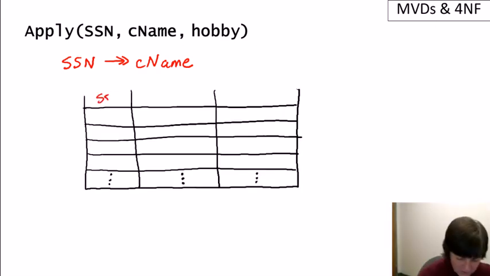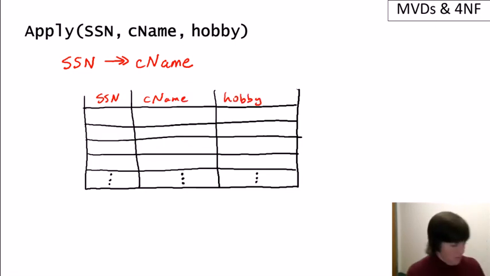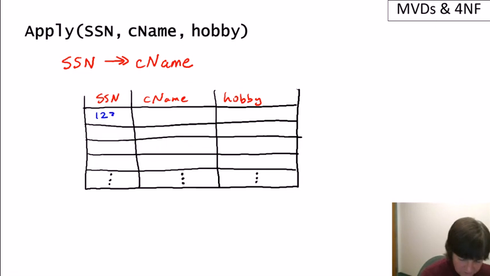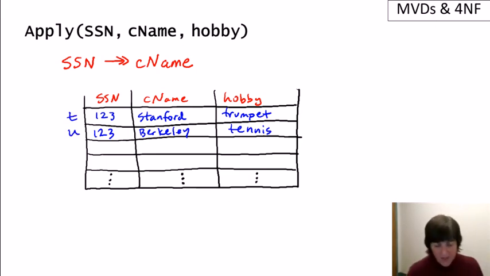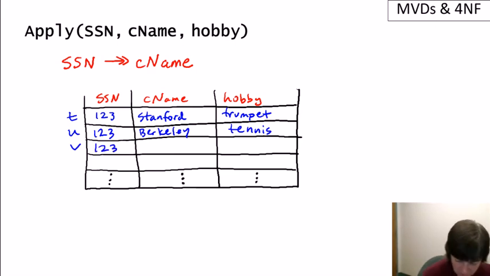So here's our apply relation with the Social Security number, the college name, and the hobby. And let's suppose that we have a student 123 who's applied to Stanford and plays the trumpet. And now let's suppose that same student 123 has applied to Berkeley and plays tennis. So what our multi-value dependency says, and let's make this tuple T and tuple U, is that there's a further tuple V. V takes the same Social Security number, and it takes the first value for the college name and the second for the hobby.